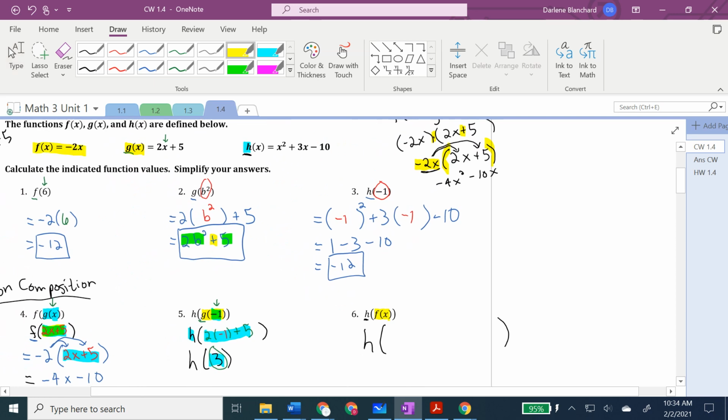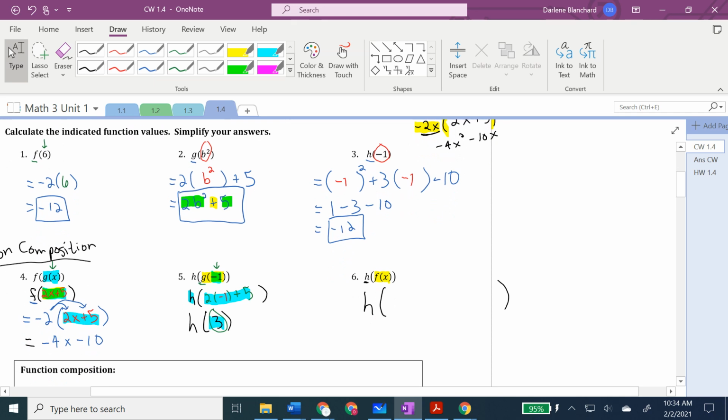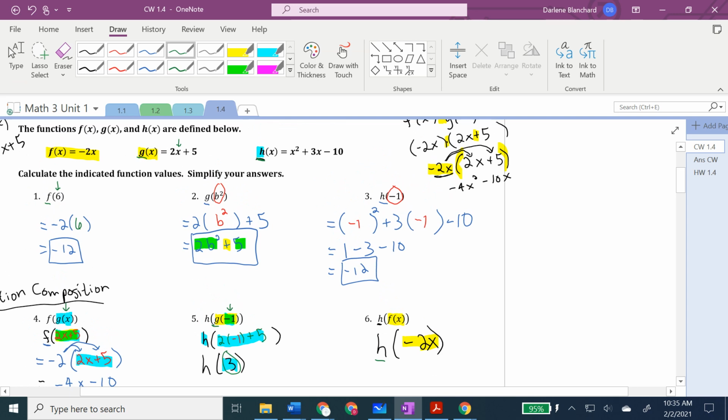And I look over and I find out, okay, f of x is negative 2x. So I can literally just replace f of x, and I forgot to put the x. So I can replace f of x with its formula right there in that expression. Then I'm going to look for h. Here's h.